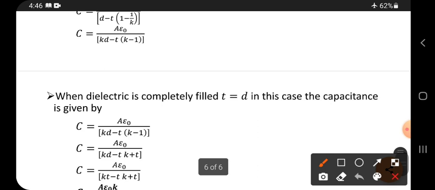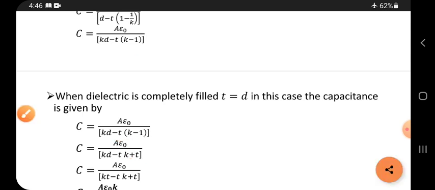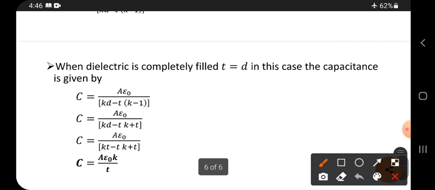First multiply T inside: Tk plus T, and minus T multiplied, then T minus Tk plus T we will get. Now in the place of D substitute the T value, so Kd plus Kt, Tk gets cancelled, only T will remain. So this is the final formula.